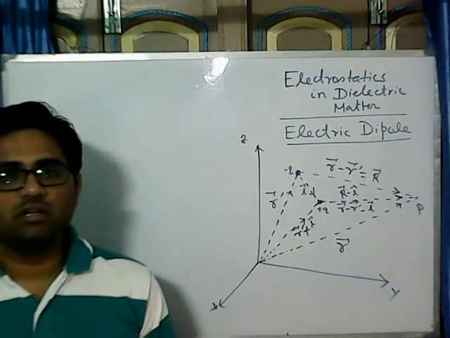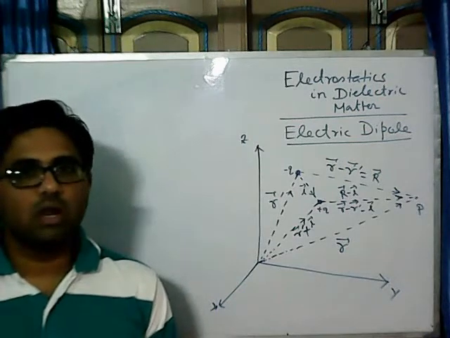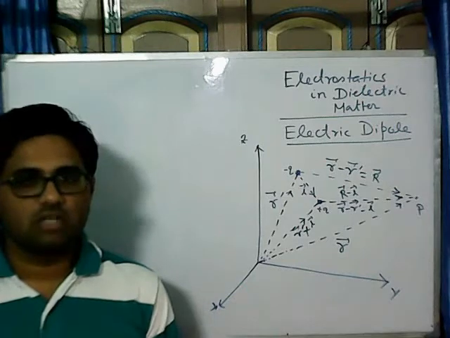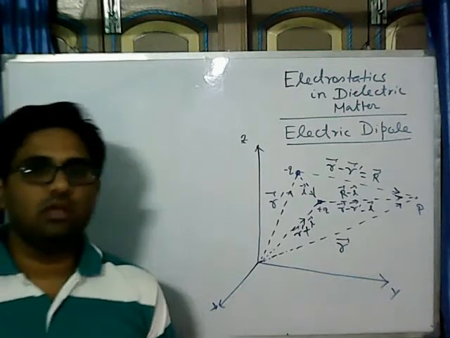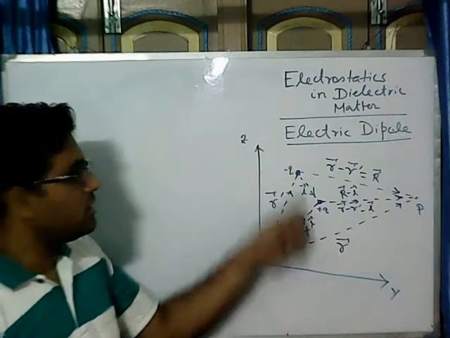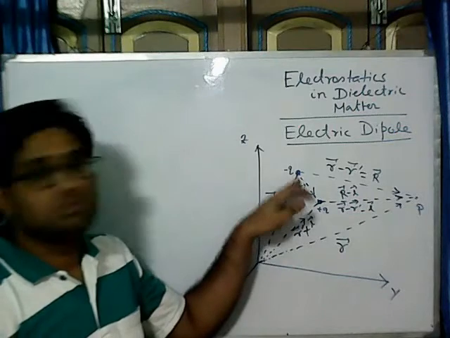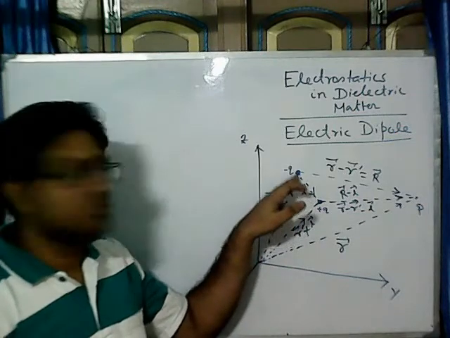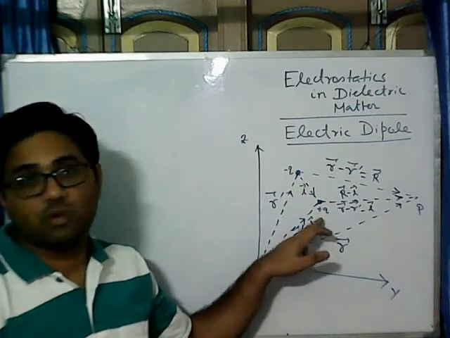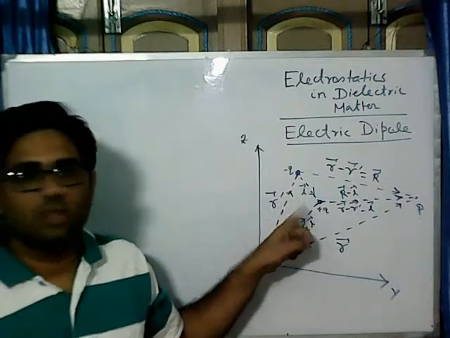Okay, so the definition of electric dipole is when two equal and opposite charges are separated by a very small distance, then they are said to be an electric dipole. So here one electric dipole is shown in this picture. Here it is minus q charge. We are considering point charges, minus q and plus q, separated by a very small distance L.